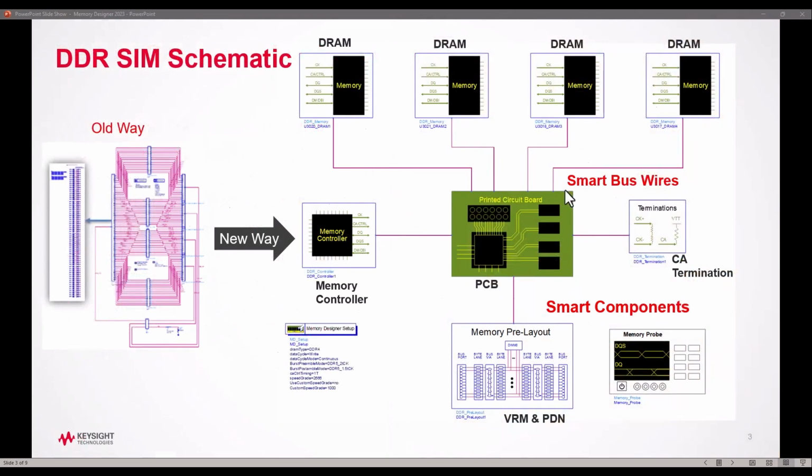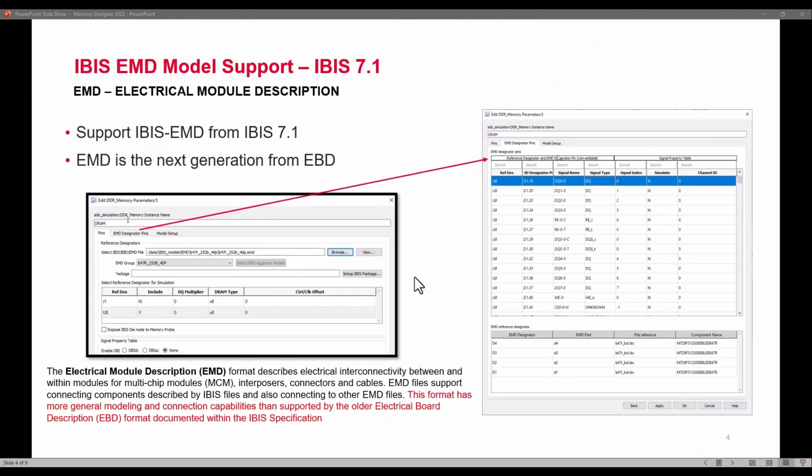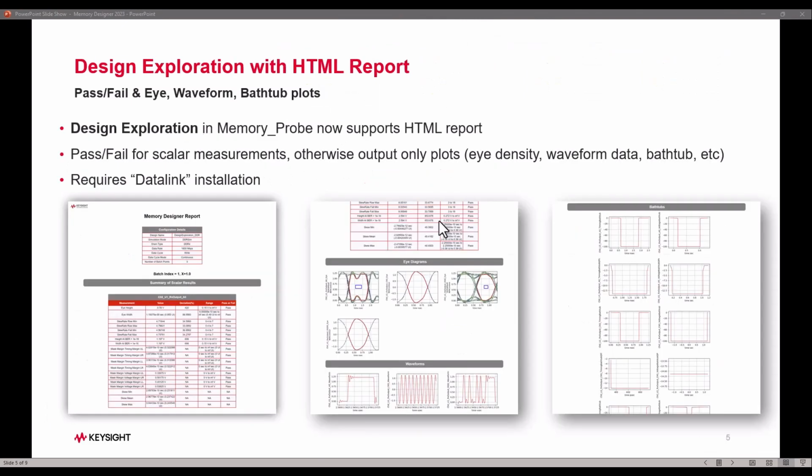Using smart bus wires, it is very easy to make connections no matter how many parallel nets you are trying to simulate. All of them can be done in a very neat and clean manner, reducing the scope of any error which a designer can make. We now also support the IBIS EMD model, and that can be used directly inside Memory Designer. As you might understand, EMD is the next generation from EBD with enhanced connectivity information included, and this file is now supported in Memory Designer for your analysis.